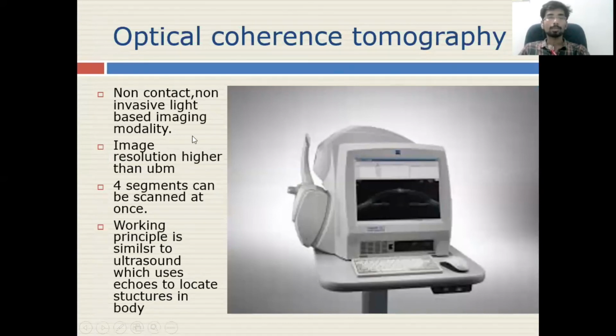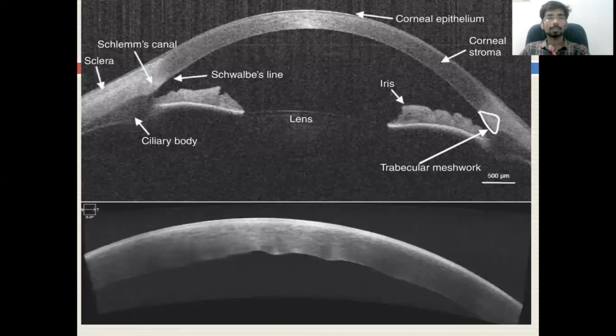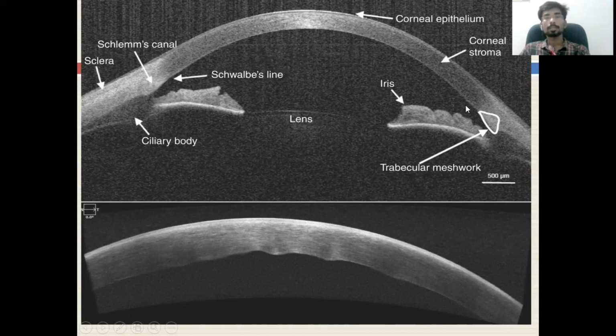Optical coherence tomography is a non-contact, non-invasive, light-based imaging modality. Image resolution is higher than ultrasound biomicroscopy. 4 segments can be scanned at a time and the working principle is similar to ultrasound. This is an anterior segment OCT showing the cornea, corneal epithelium, stroma and endothelium. Here is the Schwalbe's line. It is just a continuation of Descemet's membrane of the cornea. Here is the location of Schlemm's canal. This is the ciliary body, iris, and the triangular section is the trabecular meshwork.